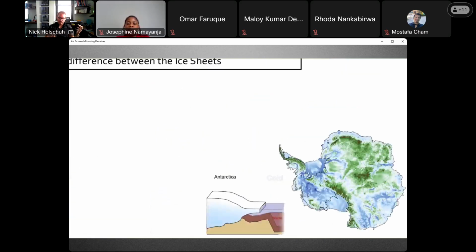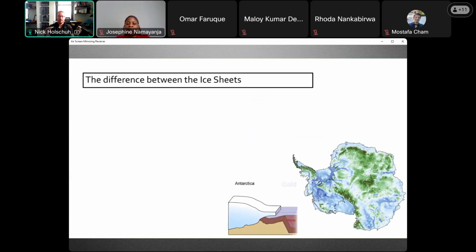The West Antarctic ice sheet is vulnerable to melt associated with changes in the transport of warm, salty, deep ocean water.